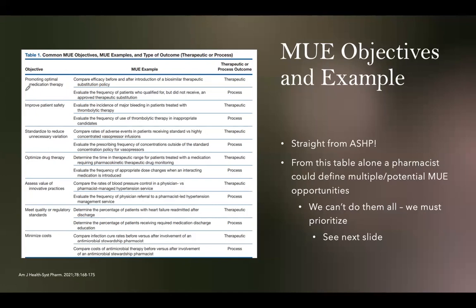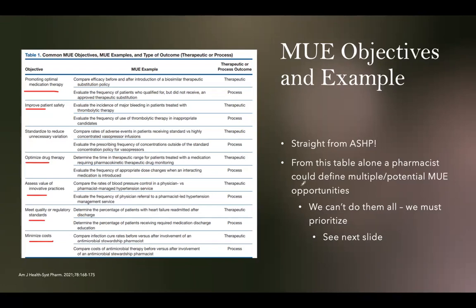Well, we're not going to go through these. You can read them. You can pause me. But promoting optimal medication therapy, maybe you're going to compare the efficacy before and after the introduction of a biosimilar therapeutic substitution policy. Or maybe you're going to compare the efficacy of sugammadex versus neostigmine glycopyrrolate. It could be anything. But you can see that there are multiple types of topics when we talk about medication use evaluations, and this can kind of give you an idea.